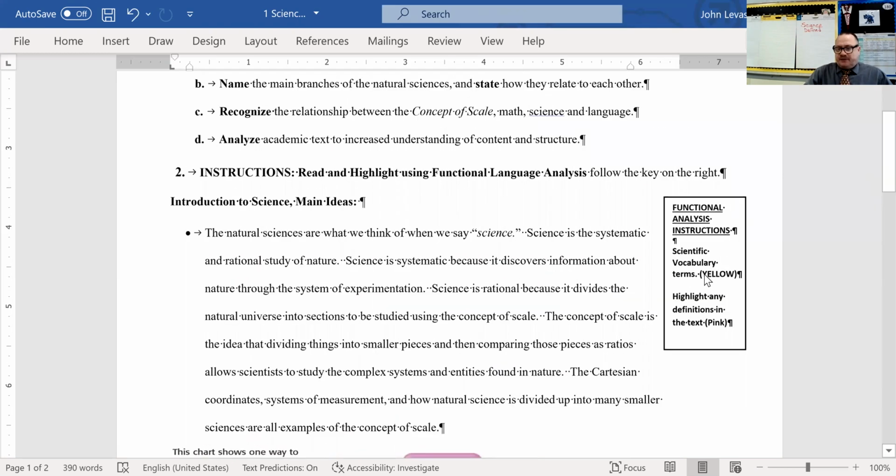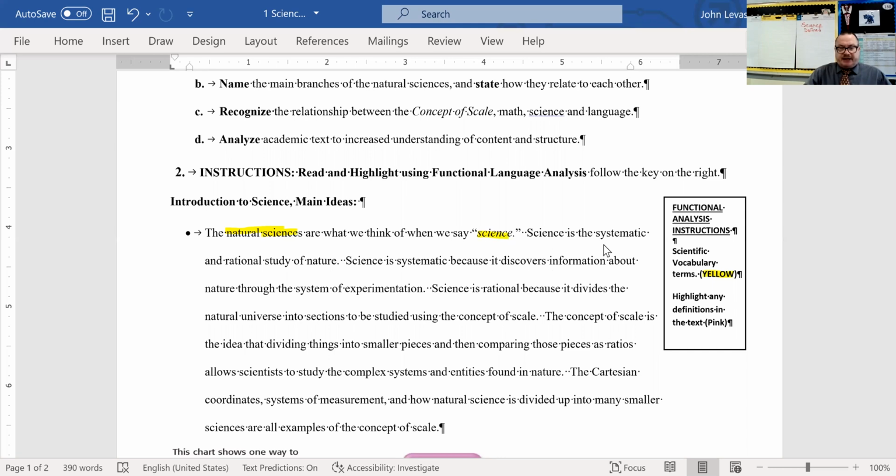But now let's look for vocabulary words. Let's look for vocabulary words like science, in particular, natural science. There are sciences other than the natural science. There are the social sciences. So the natural sciences, and in English, at least in American English, when we say science, we mean the natural sciences. So the natural sciences are what we think of when we say science.